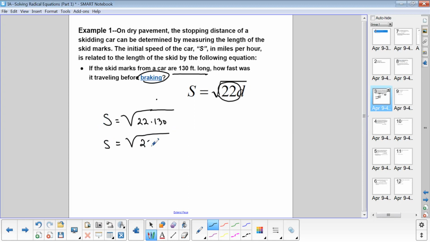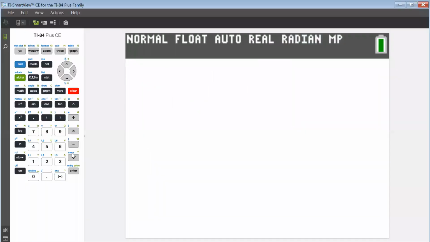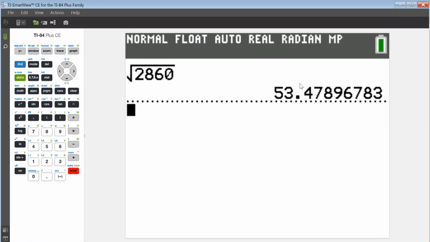of 2,860. And so in your calculator, to compute that, you're just going to go to second x squared. Notice it pulls up the radical symbol. And you're going to type in 2,860. And this is going to give an approximation of how fast. So it's about 53 miles per hour.